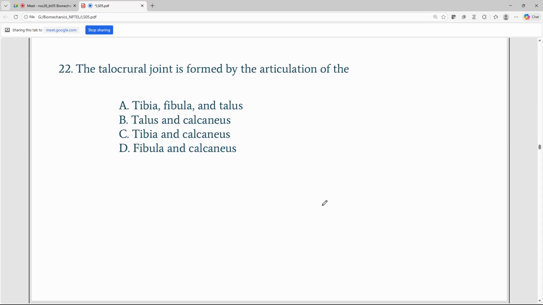Next question. The talocrural joint is formed by the articulation of which bones? Options are option A, tibia, fibula and talus. Option B, talus and calcaneus. Option C, tibia and calcaneus. Option D, fibula and calcaneus.